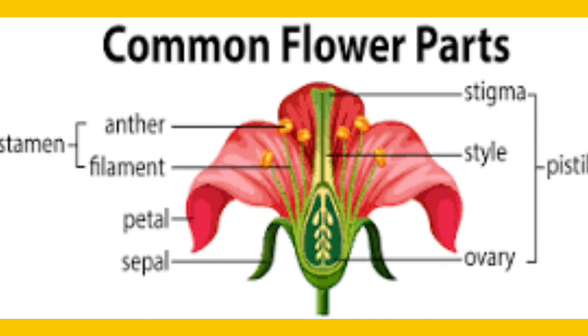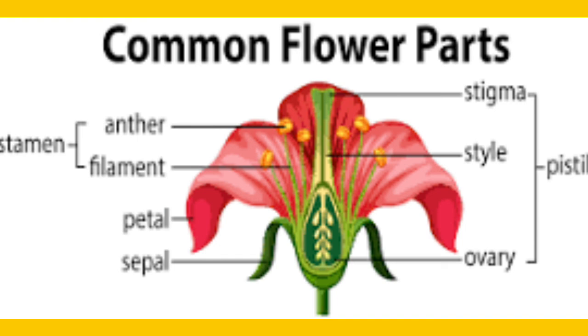The third whorl is the androecium. Androecium is made of stamens. Which are the parts of stamens? Anther and filament. Anther contains pollen grains. Androecium is the male reproductive part of the flower.